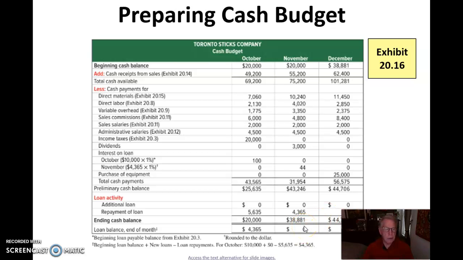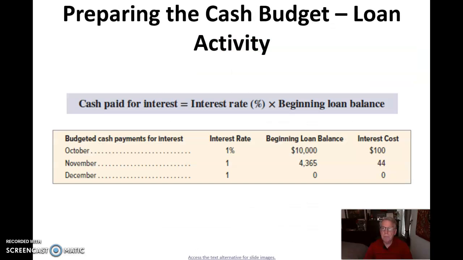Okay, you can see that cash budget is, although very simple in this particular example, it's not that easy in the real world to do this properly. It takes a lot of practice and knowledge of what you're learning in this chapter.